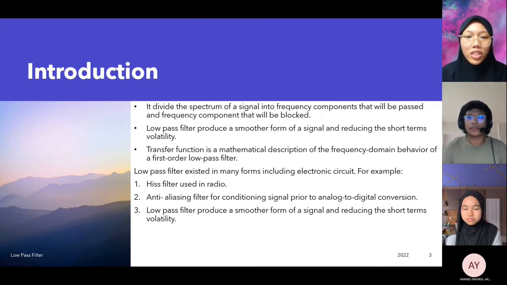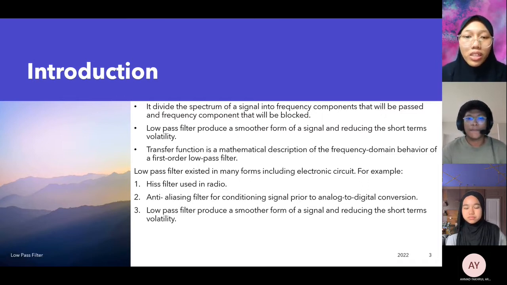The low pass filter divides the spectrum of a signal into frequency components that will be passed and frequency components that will be blocked. Next, a low pass filter produces a smoother form of a signal and reduces the short-term volatility. The transfer function is a mathematical description of the frequency domain behavior of a first order low pass filter.